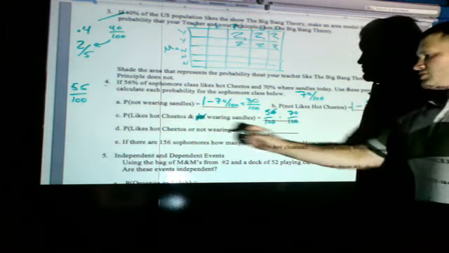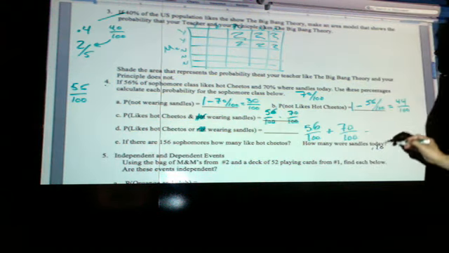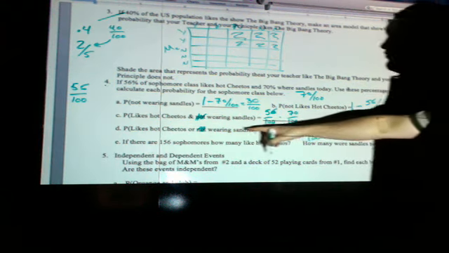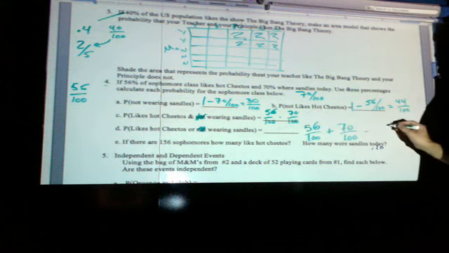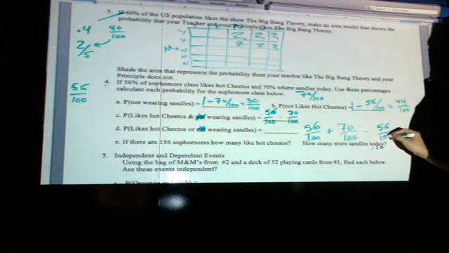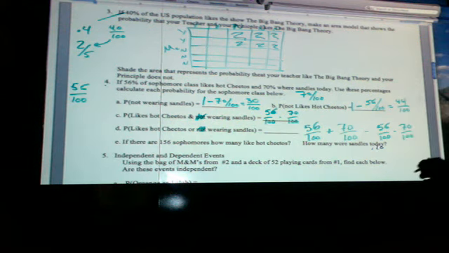Now, if it's likes hot Cheetos or wears sandals, once again, we're taking the not out, so you have one to try on your own. We'll do the probability of hot Cheetos plus the probability of wearing sandals minus the probability of hot Cheetos and sandals, so what we did up here. We can calculate that, and it'll give us the or statement.